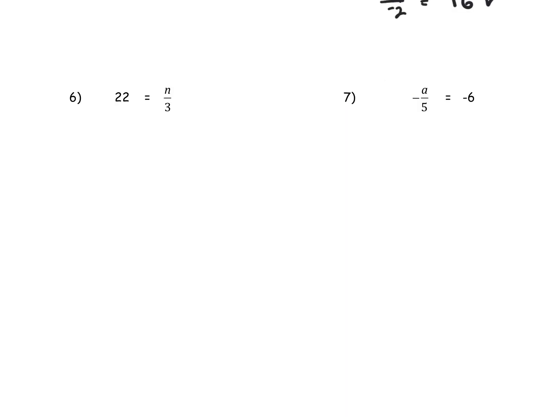So let's move on. As you can see, this problem is written backwards. You're welcome to switch sides if you prefer, but I'm going to go ahead and start on the side that has the variable, n divided by 3. The opposite of dividing by 3 is to multiply by 3. So I'm going to multiply this side by 3, and I'm going to multiply this side by 3. So 3 times 22 would give me 66. These become 1 or cross off, leaving 66 equals n.